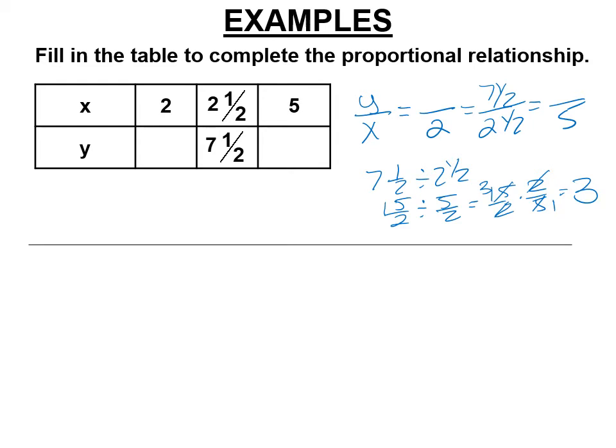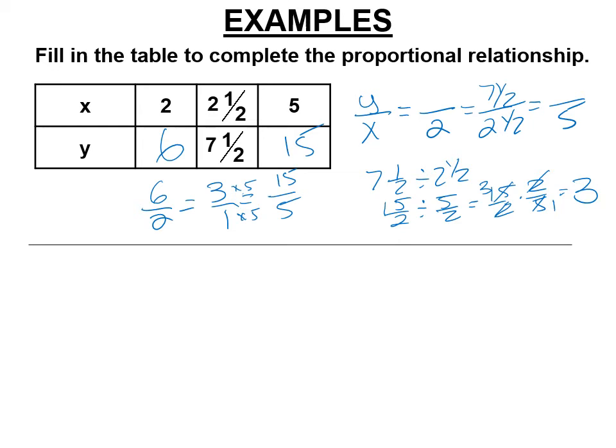So k here is 3, and we want them to all equal 3, right? So blank over 2 equals 3. Well, hopefully you can just realize that that's 6, right? And blank over 5 equals 3.